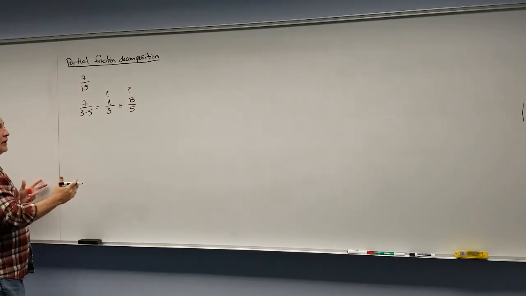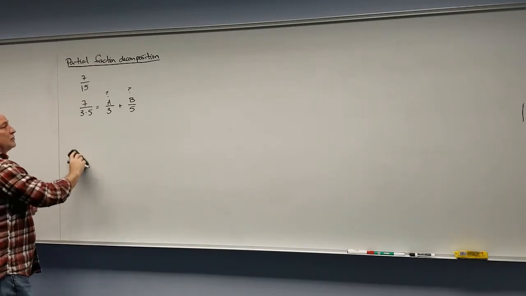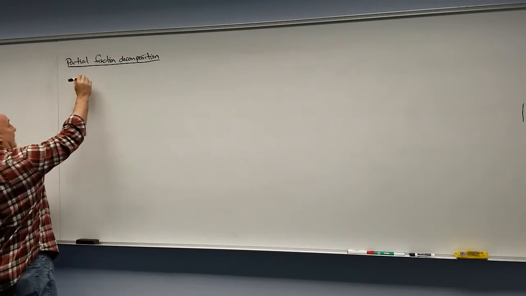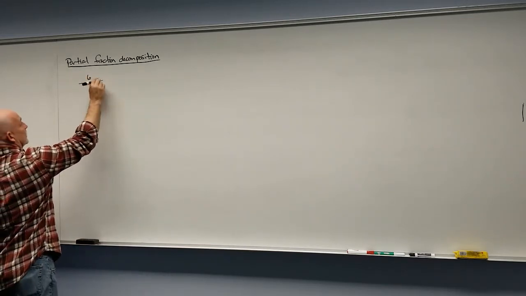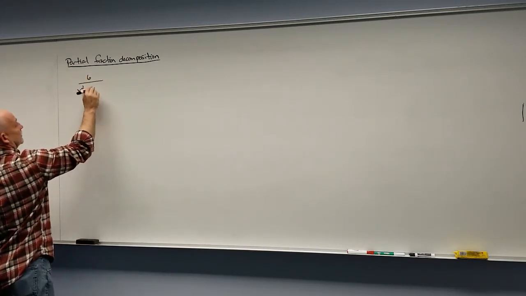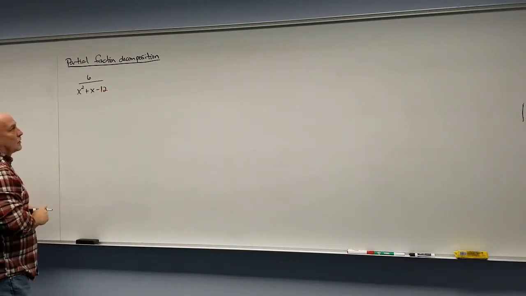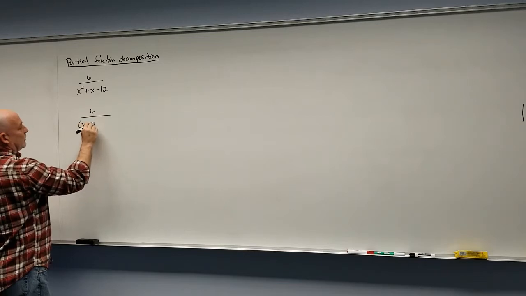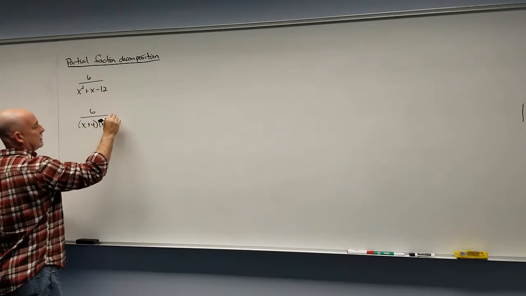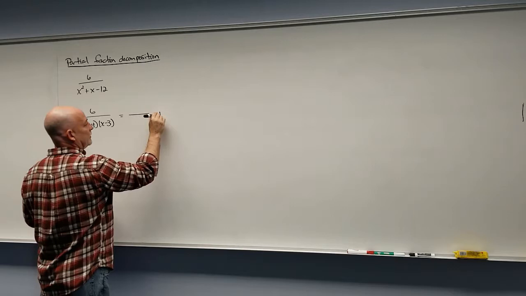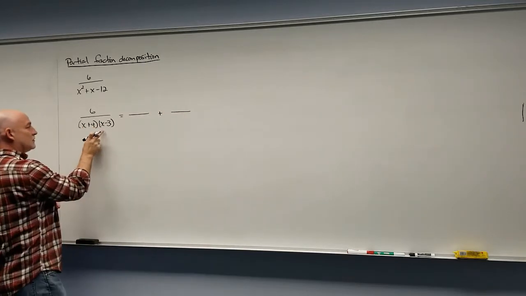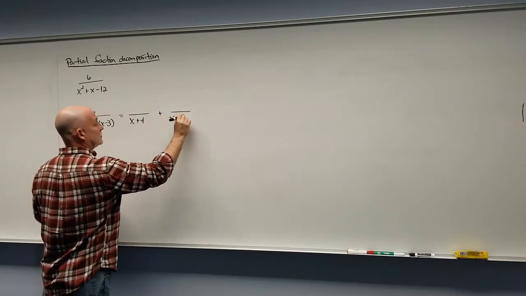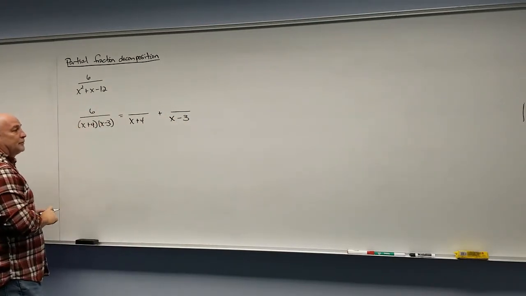Well, that's what we're going to take a look at today, except instead of just being numbers, it's going to be polynomials. So let's say we had a fraction like 6 over x squared plus x minus 12. Since the denominator will factor into (x plus 4)(x minus 3), and the idea is exactly the same, this could have been the common denominator when we added two fractions together that had these two factors as their denominator.